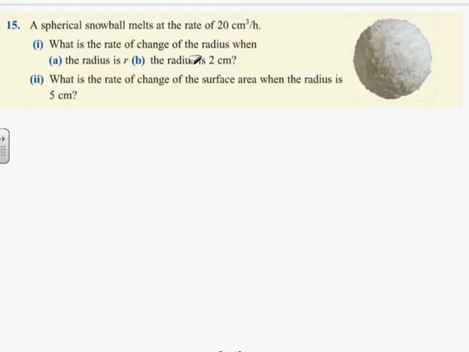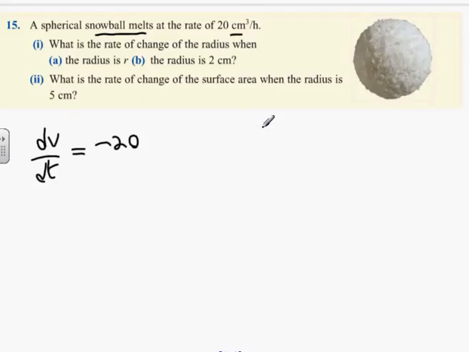Now, a spherical snowball melts at the rate of 20 centimeters cubed per hour. It's melting over time. Its volume is changing over time. That makes this dV/dt. Volume changing with time. That makes sense? It's dV/dt. Now it's going to be a minus. Anybody tell me why? It's decreasing, a minus 20. Find the rate at which the radius is changing when the radius is r.